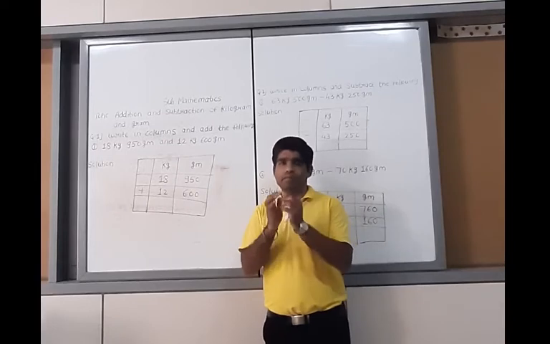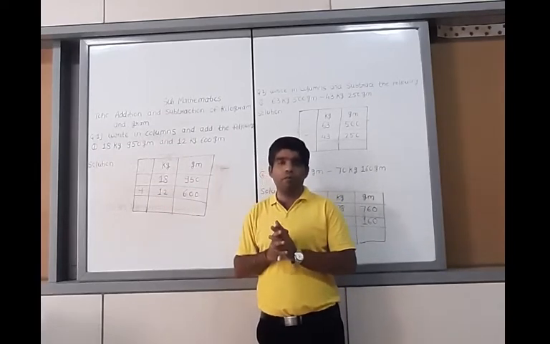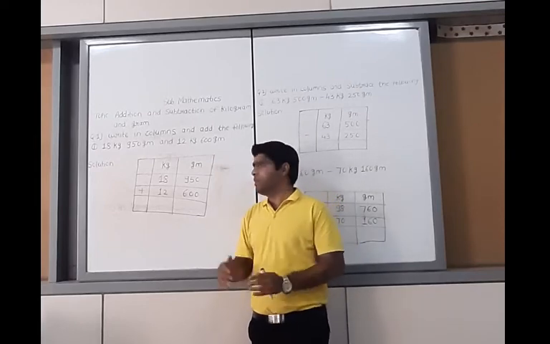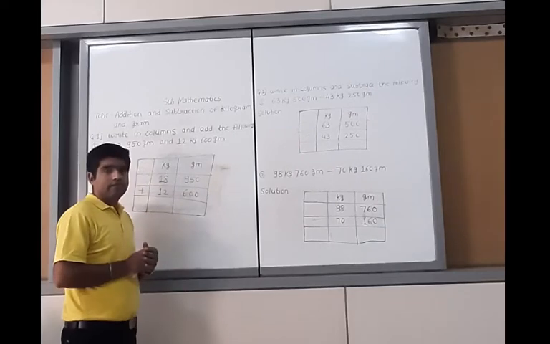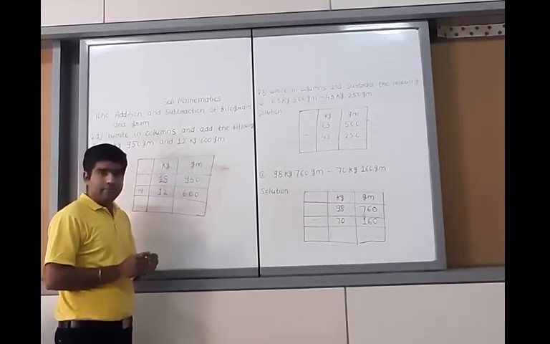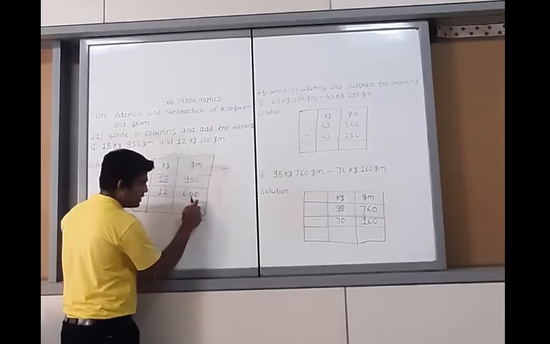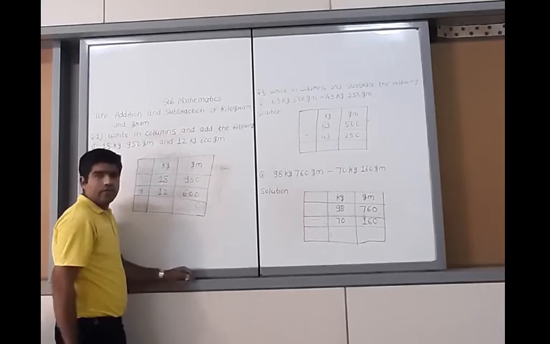You have to use simple addition, adding in the form of kilogram and gram. Now see the example carefully. First of all, we add the gram, so you start from the gram. 0 plus 0 is 0. 5 plus 0 is 5.